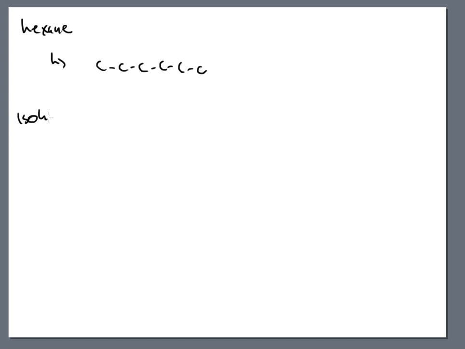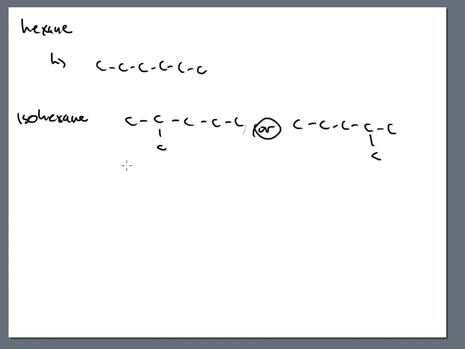So we have this thing called isohexane. 1, 2, 3, 4, 5, 6. There you go. Well, isohexane is also this one. 1, 2, 3, 4, 5, right? And instead of the second one from this end, it could be the second one from that end. So there we go. I'm going to put a big "or" here. They mean the same thing. There's no difference in those two structures. Okay? And then I also have another version, another isomer of hexane.